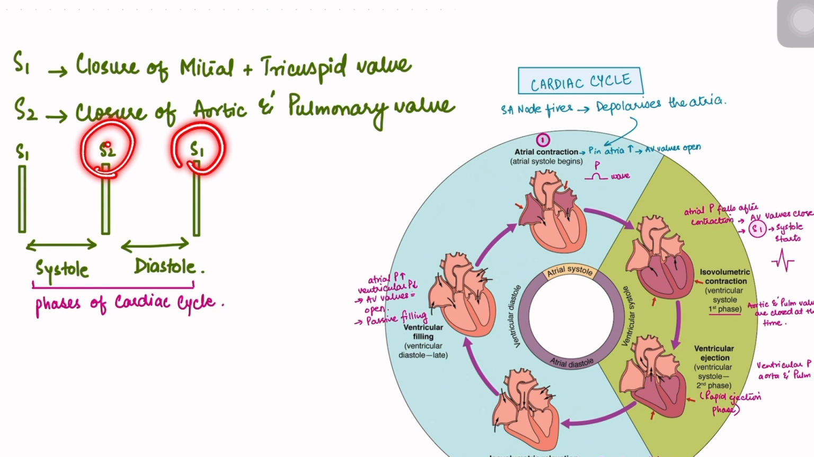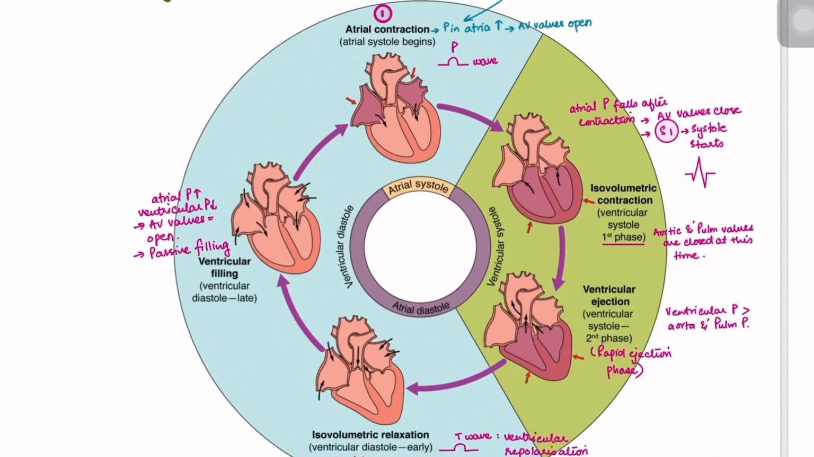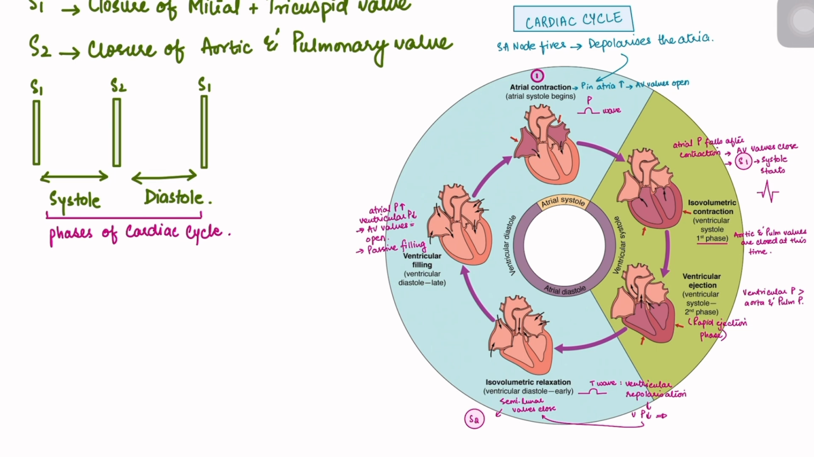Between the S2 and the mitral and the tricuspid valves will close, this is going to be called the diastolic phase of the cardiac cycle. After all of that discussion, I lightly want to touch upon the cardiac cycle.